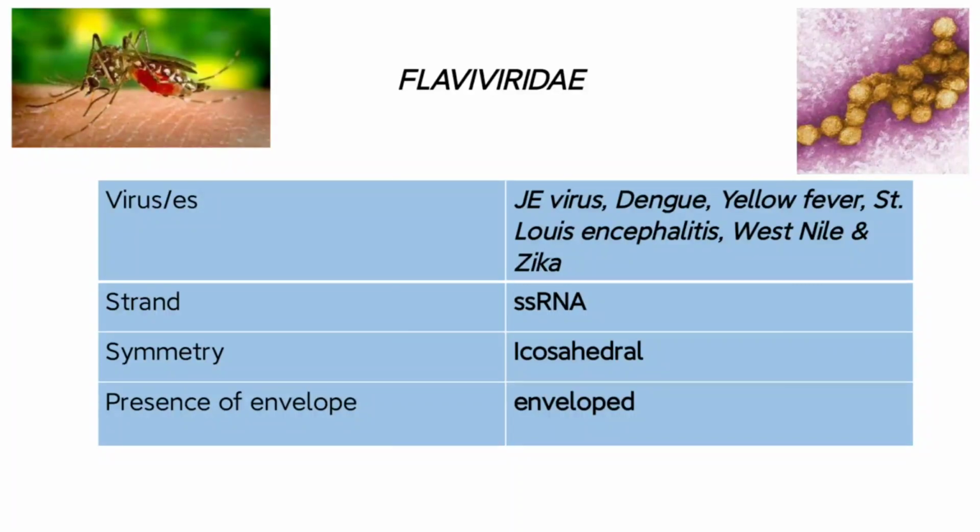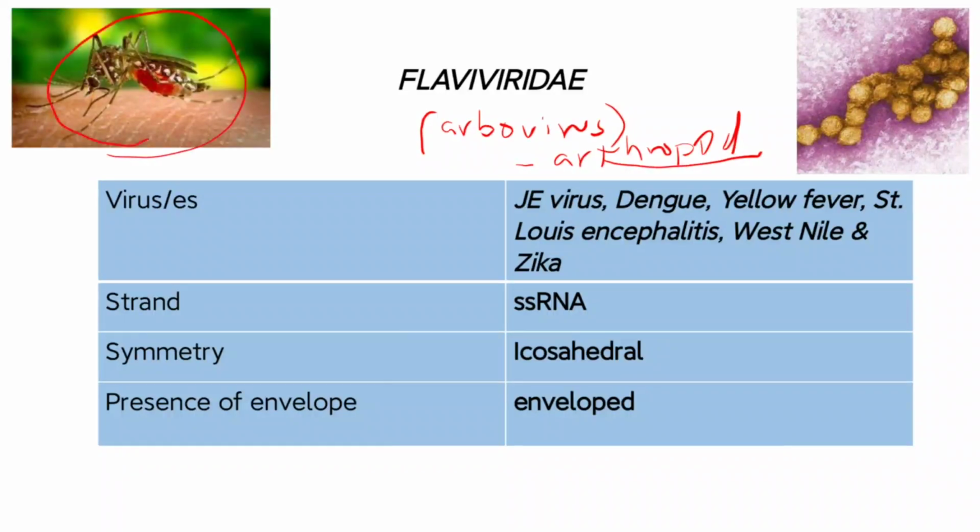So Flaviviridae, madalas sinasama din to sa mga arboviruses, no? Makikita nyo yung arbovirus na yan all throughout the slides, especially kapag arthropod-borne yung mga virus, no? Arthropod-borne. Ano kasing ibig sabihin? Sabi sa CPH, pag sinabing arthropod-borne, ibig sabihin may mga vectors na such as yung mga mosquito, mga ticks, gano'n, etc. Okay? So, first, we have the family Flaviviridae.